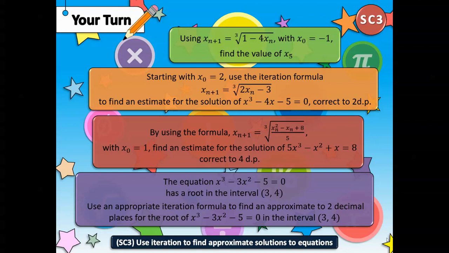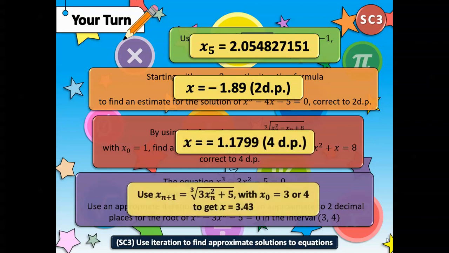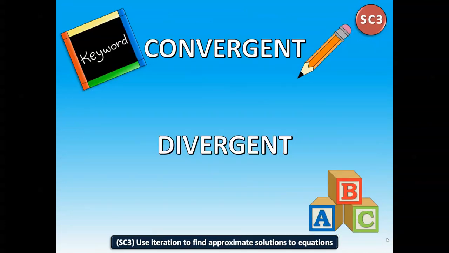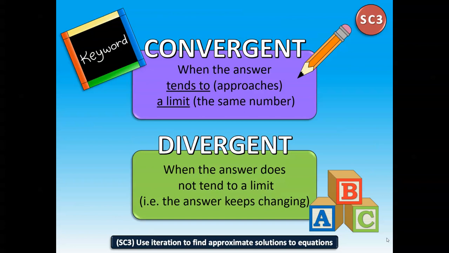Here are your answers. So there's your green answer, there's your amber answer, there's your red answer, and there's your purple answer. The word convergent means the answer approaches a limit and will be the same number. Divergent is when the answer does not tend to a limit. So that means it keeps changing.